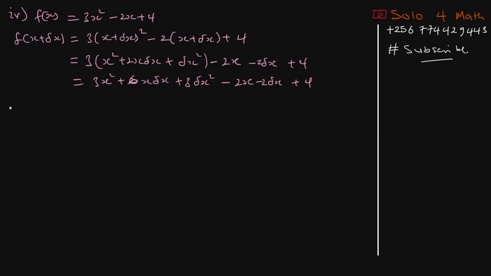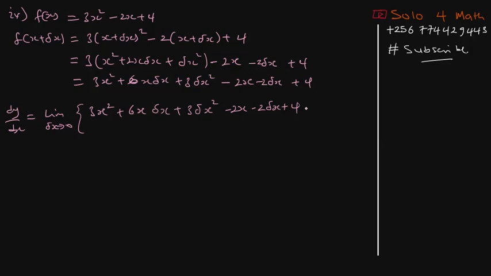Yeah. So let's substitute. So dy/dx equals a limit as a small change in x tends to 0 of f(x plus dx), which is 3x squared plus 6x dx plus 3 dx squared minus 2x minus 2 dx plus 4, minus this will be 3x squared. This will become a plus because it was a minus, then plus 2x minus 4. Then all of this is over a small change in x.